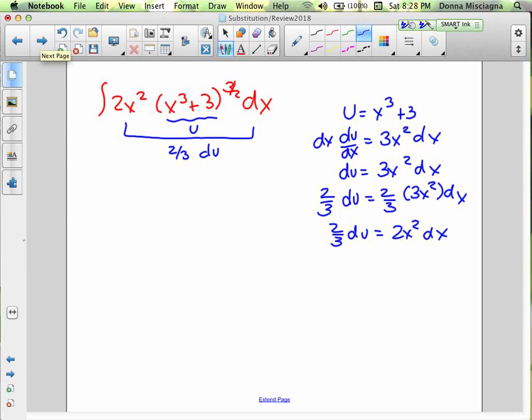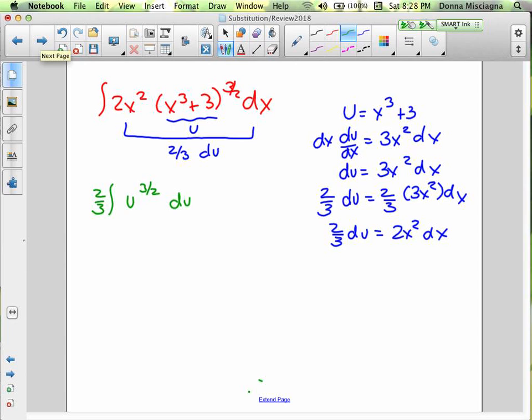So we have the integral of, I'll put the 2/3 in front this time, so 2/3 times the integral of u to the 3/2 power times du is what I meant, right? So you see the u-substitution makes the equation so much easier. So all you're doing is a little power rule.